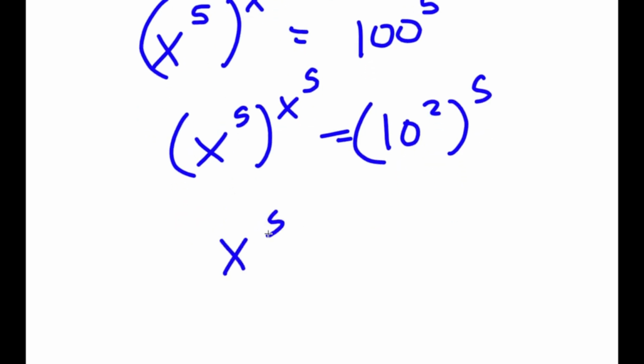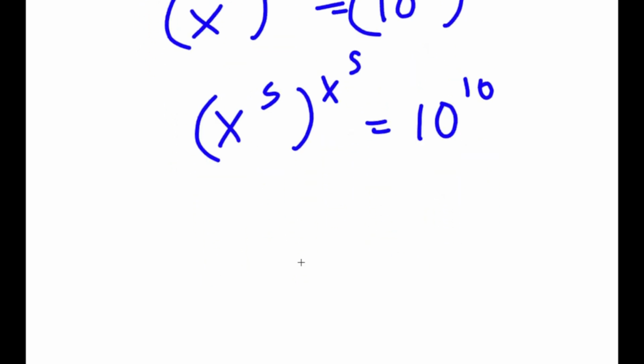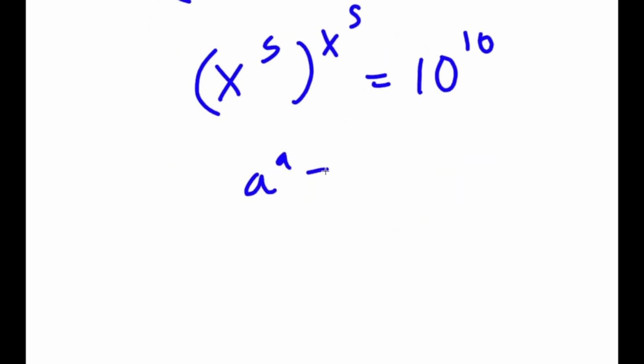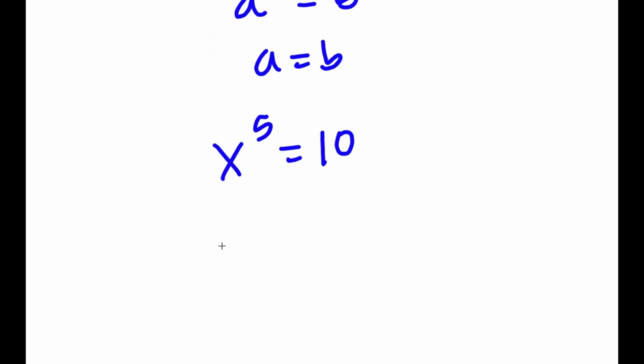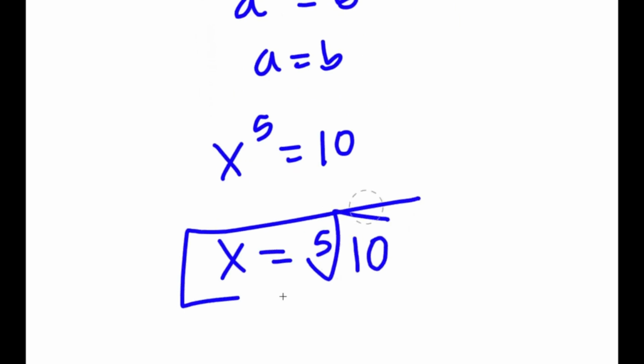And this is the same thing as x to the power of 5 to the power of x to the power of 5 is equal to 10 to the power of 10. Now if I have something in the form a to the power of a is equal to b to the power of b, this means that a is equal to b. So x to the power of 5 is equal to 10, meaning x is equal to the 5th root of 10.